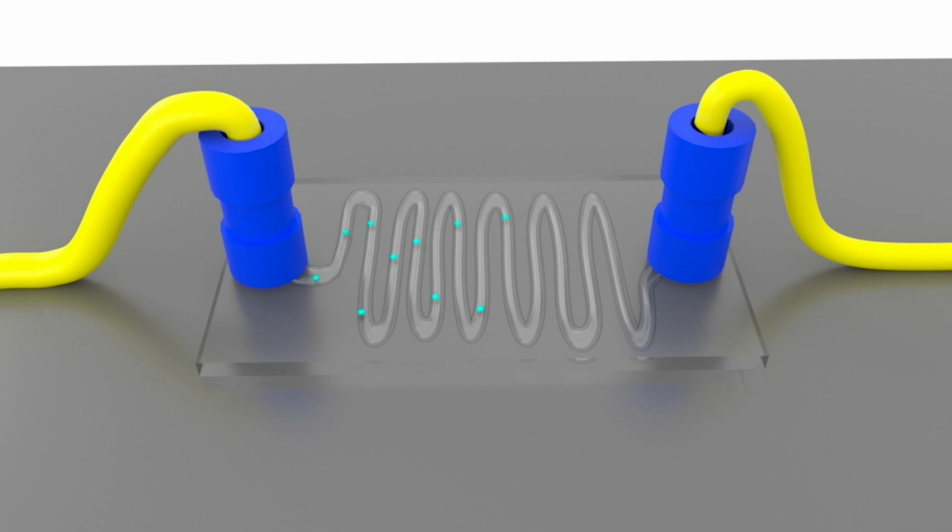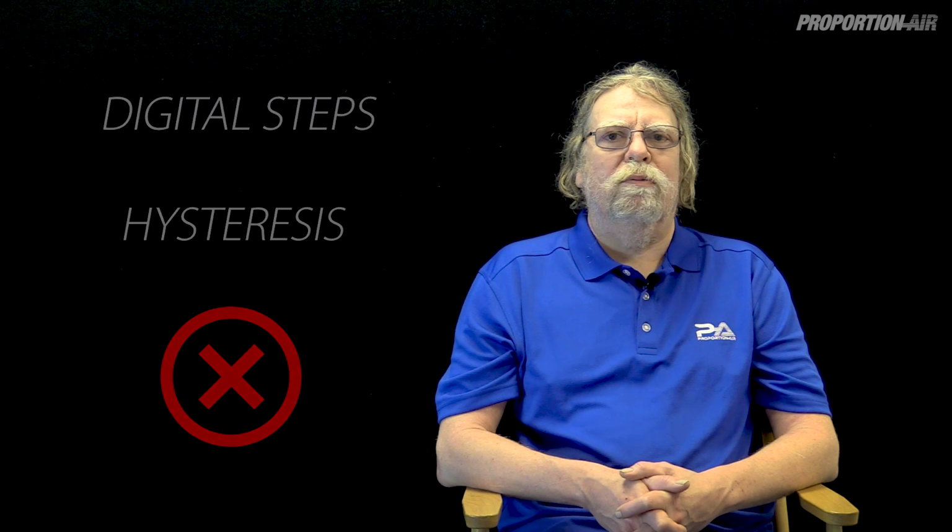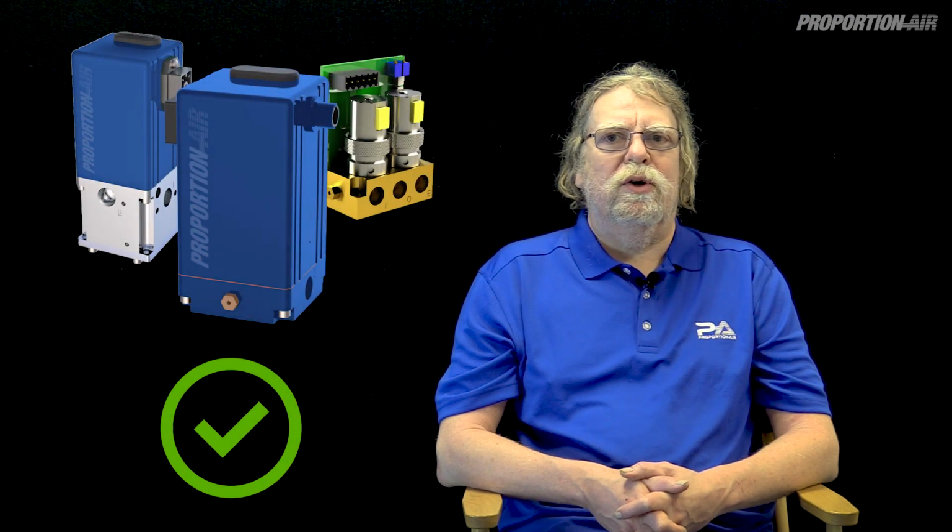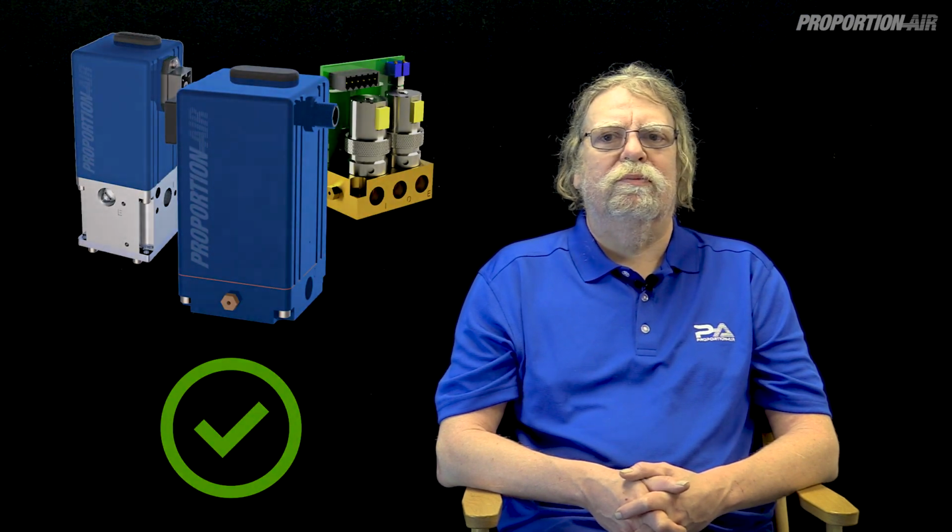A good example of an application where high resolution and smooth operation is required is microfluidics, where small samples are pressurized to move through tiny chambers for analysis or dispensing. Due to the sensitive nature of these applications, a unit with digital steps, hysteresis, or deadband will not work very well. A high-resolution unit is your best choice for optimal performance.